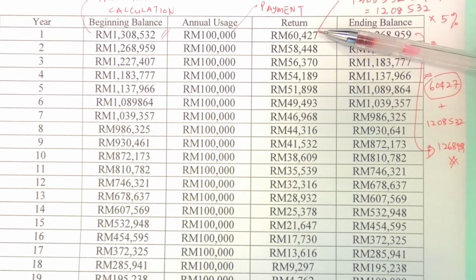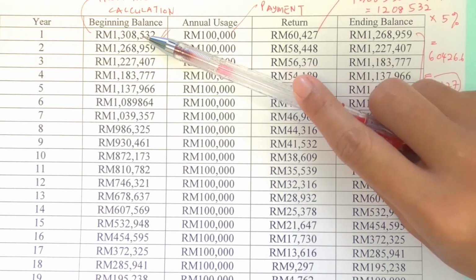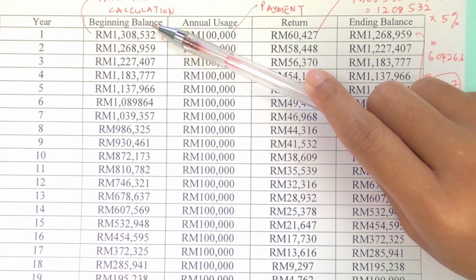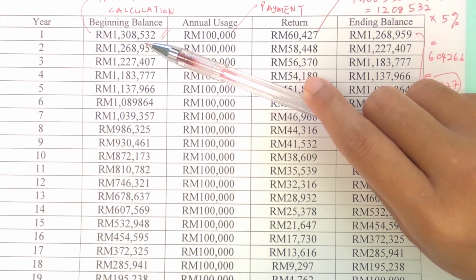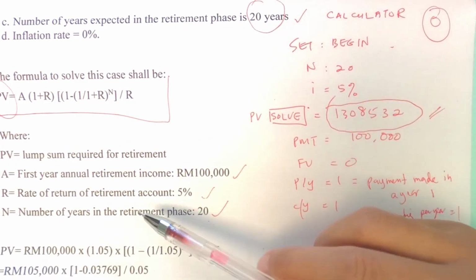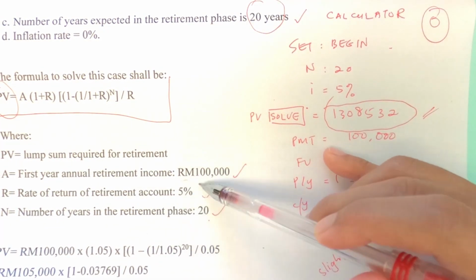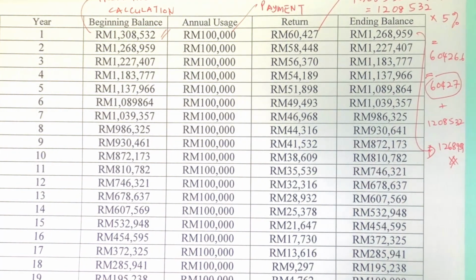And this column is about the return, because the retirement fund that we have accumulated will be invested in an instrument with a rate of return of 5% as given in the information here. The rate of return on the retirement is 5%, and here is basically the ending balance.